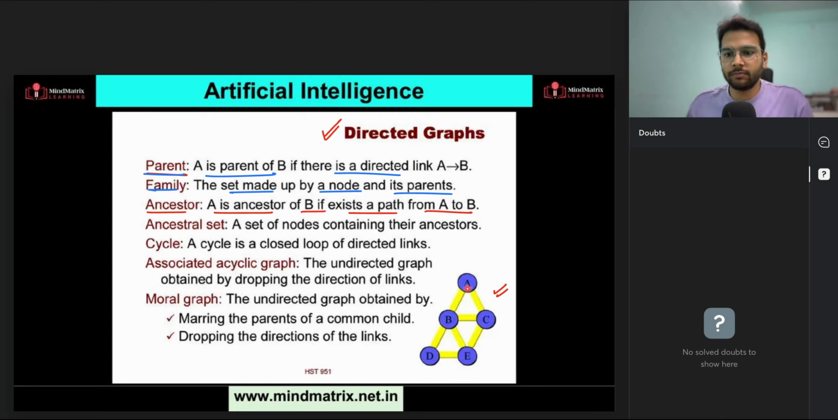A and E. So you can go from A to B and then you can go from B to E. So there is a path existing, right? And similarly, you can go from A to C and then C to E. So we can say A is ancestor of E also. Clear? So that is the definition of ancestor.